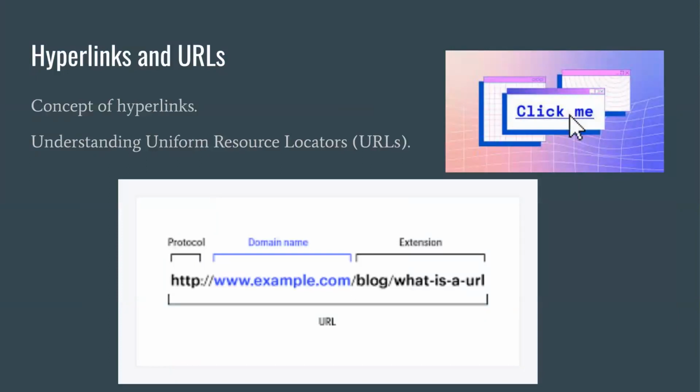Hyperlinks and URLs. Hyperlinks are the connecting threads of the web, allowing you to navigate from one page to another. Each web page, image, or video has a unique address known as a URL, which guides the browser to the correct location on the web.